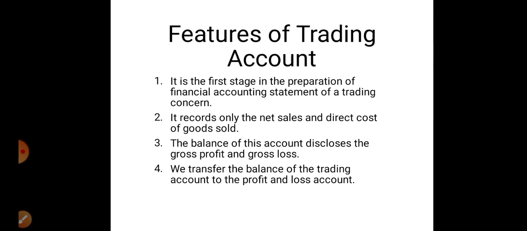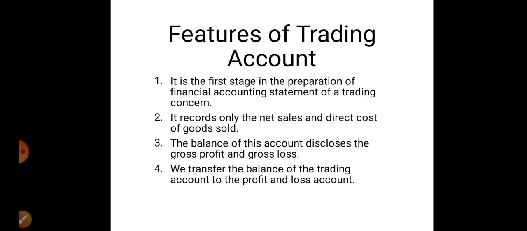Next, we have the features of trading account. Trading account has the following features. Number 1, it is the first stage in the preparation of the final account statement of a trading concern. Means when we are making final accounts, then at the first number we prepare trading account. Number 2, it records only the net sale and direct cost of the goods sold. Net sale is shown on the credit side and the direct cost is shown on the debit side.